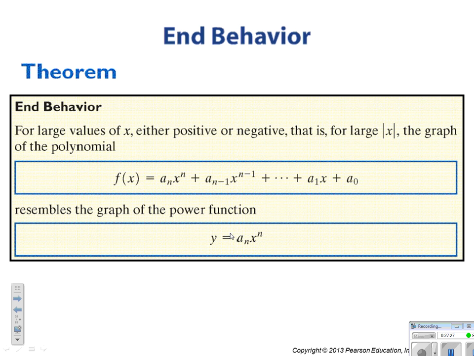End behavior. For large values of x, either positive or negative, for a large absolute value of x, the graph of the polynomial resembles just the first term. So when you're looking at end behavior, you just look at your first term and completely ignore everything else. And that tells you what your function is going to behave like.